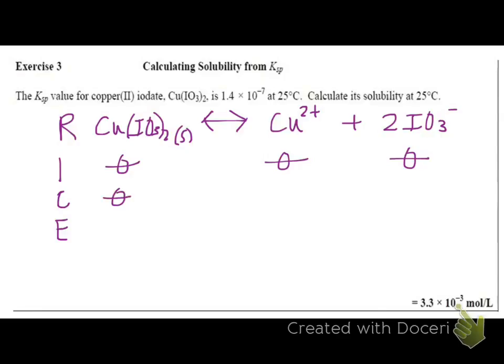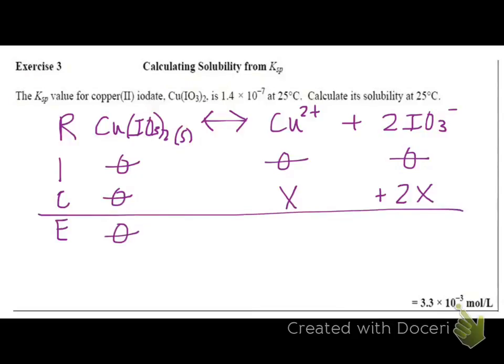Our change is 0, and this is going to be x, and this is going to be plus 2x. So at equilibrium, the reason this is 0 is because, I know you're thinking, why is it not x? Remember, it's a solid, so we're not having any values for that whatsoever. So at equilibrium, we have x and 2x.